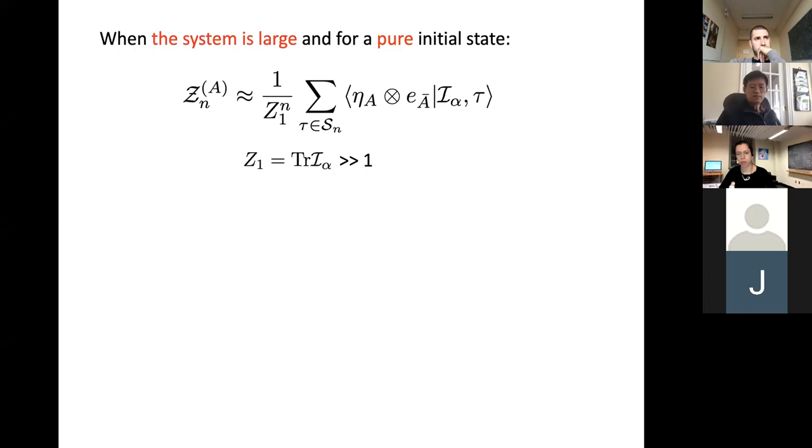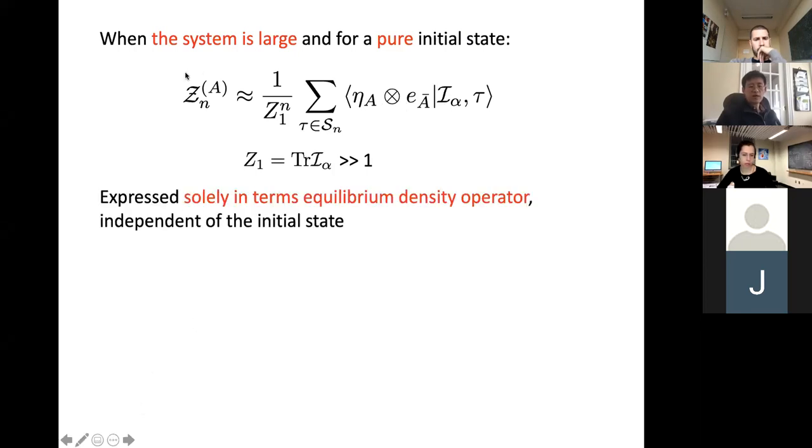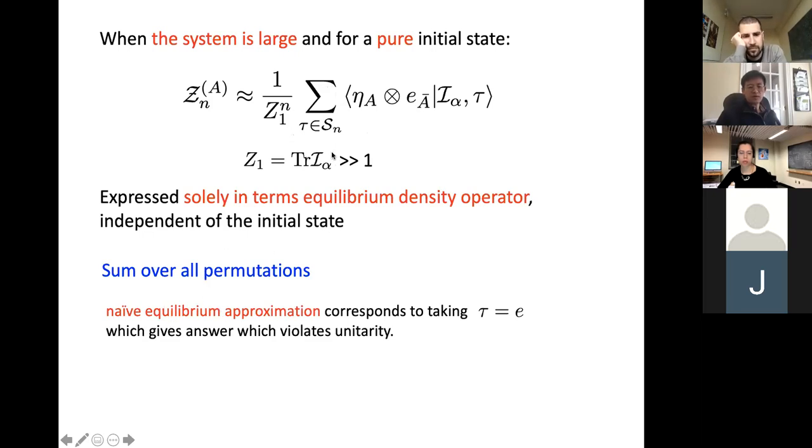In this form, we see that this Rayleigh partition function, and also the Rayleigh entropy, is solely expressed in terms of the equilibrium density operator. The details of the initial state are completely forgotten. The highly non-trivial thing is the sum over all permutations. If you take the naive equilibrium approximation, say take tau equal to identity, that corresponds to approximating the Rayleigh partition function using the Rayleigh entropies of the thermal density operator, the equilibrium density operator. But this approximation goes beyond that and includes all those non-trivial permutations.